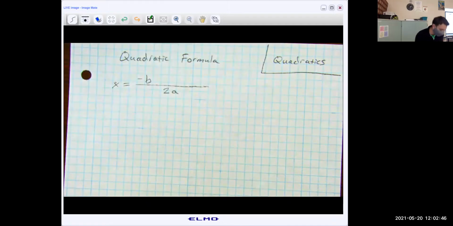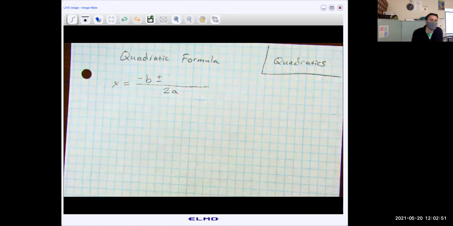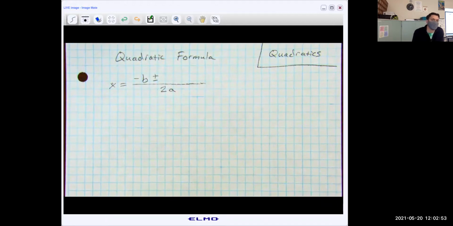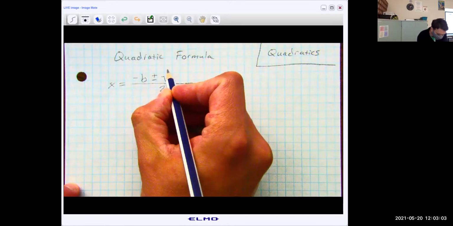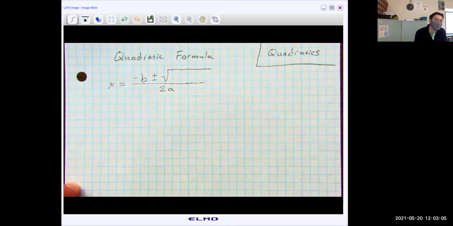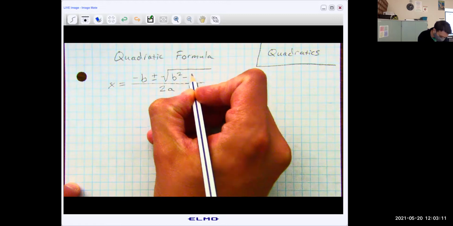Now, after the negative b, we need to do 2 things. We need to add and subtract. And the way we show that is like this. Plus or minus. And you don't need to know where this comes from or why it works. Today, you just need to know how to use it. It's plus or minus a square root. And inside the square root, we're going to go b squared minus 4ac.